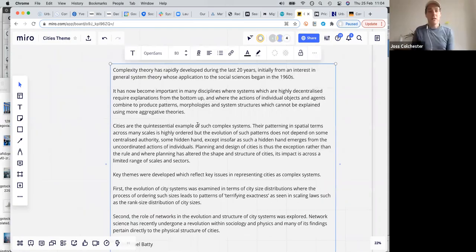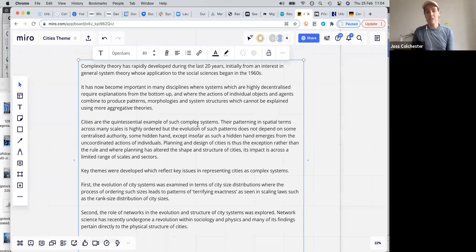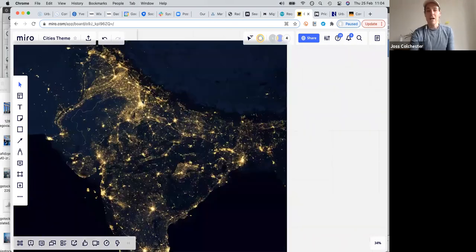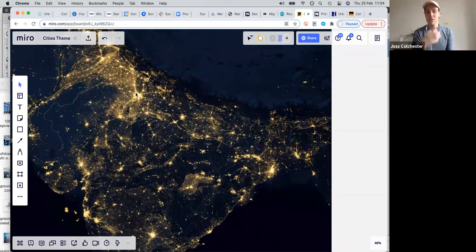So cities are the quintessential example of complex systems. Their patterns in spatial terms across many scales are highly ordered, but the evolution of such patterns does not depend upon some centralized authority, some hidden hand, except insofar as such hidden hands emerge from the uncoordinated actions of individuals. So there's obviously some kind of higher level order and pattern emerging here. Everyone chose to aggregate there in Delhi, but those were individual choices. Now they've aggregated there, we obviously have this thing called Delhi, and it creates this overall macro pattern that attracts other people and organizes them. So there's that bottom-up, top-down thing, as always in complex systems.